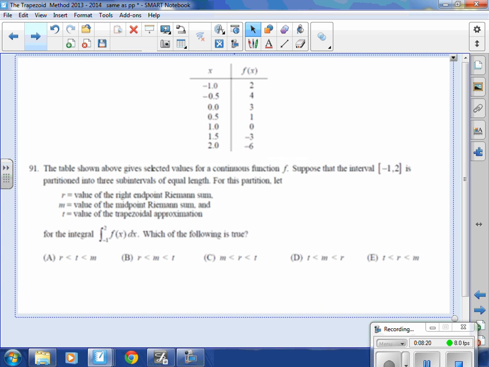On page 2, I've got a table here. Selected values for some continuous function are shown. We're working on the interval from -1 to 2. We're going to partition it into 3 subintervals of equal length. And they want us to calculate right ram, mid ram, and trapezoid, and then decide which one is biggest, medium, and small. Oh boy. Well, let's see.